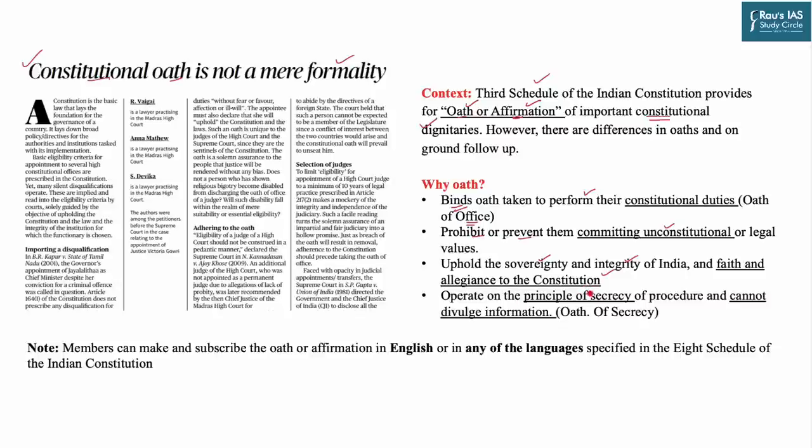And lastly, it also operates on the principle of secrecy. Such an oath does not allow these members to divulge important and sensitive information to the people. For example, the Home Ministry is working towards prevention of terrorism in India. So that ministry or that minister cannot allow the sensitive information to fall into the hands of terrorists. In that manner, he or she is going to prevent the divulgence of the information, hence taking the oath of secrecy. However, only the ministers take the oath of secrecy. President, Vice President, Governors do not. And we are going to look into the basic differences of all these in the following discussion.